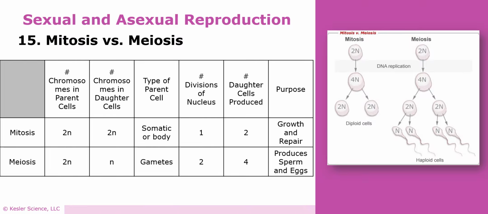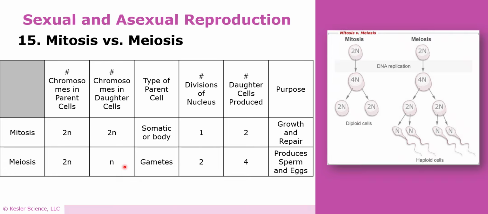This slide here shows a comparison between meiosis and mitosis. So in mitosis, we have parent cells that start with 2N chromosomes. They are diploid. In meiosis, we start also with 2N chromosomes in the parent. In the daughter cells for mitosis, we have 2N chromosomes, so the daughters are diploid. But in meiosis, here's a key difference. We have N chromosomes. The daughter cells of meiosis are haploid.